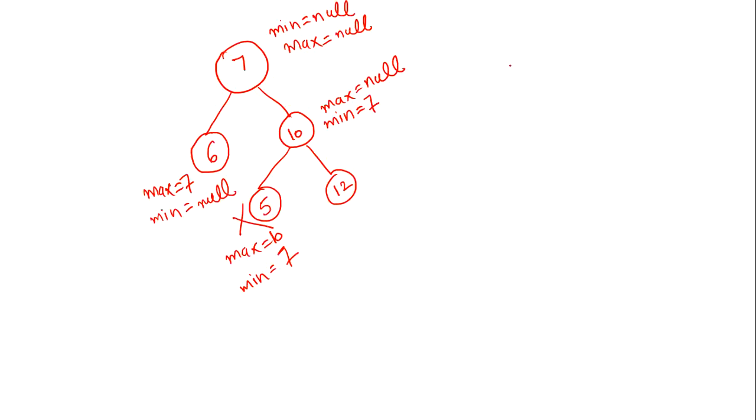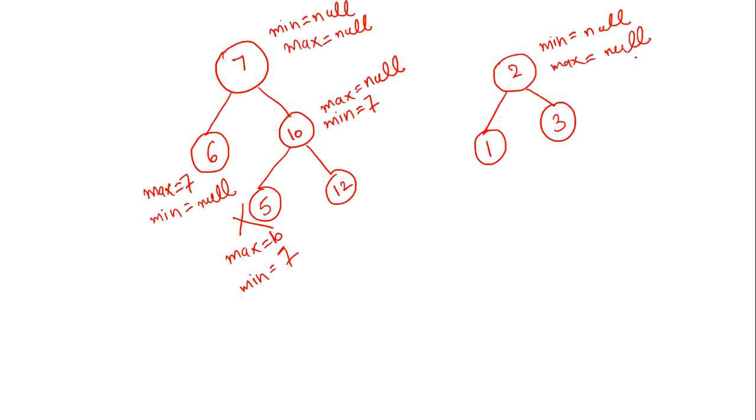Okay, so let's see another example. So here we have 2, 1, 3, right? So initially min and max both are null. See, if the root element is null, then obviously it is always going to be a binary search tree, then you have to return null, right?